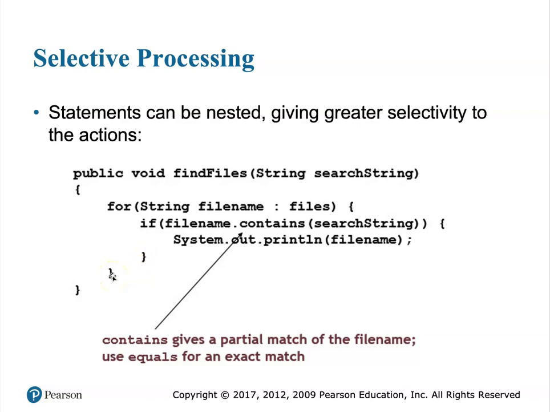We get to the closing curly brace for the for. We come back up. We ask the files collection, do you have any more items? You do. File name now has a new value. We come back in. We ask the question again, does this file name contain the search string? It does. Okay, we print it out. We're at the end of the if. We're at the end of the for.